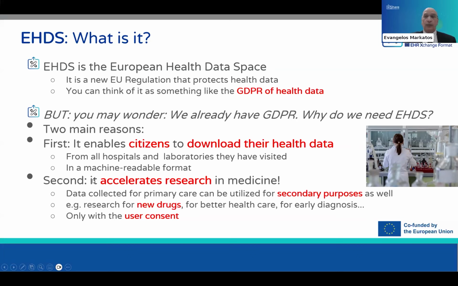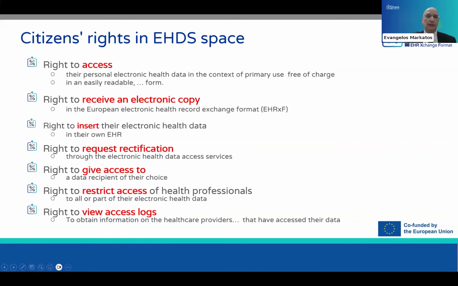And second, the European health data space accelerates research in medicine. That means that data collected for primary care, that is, when you go to the doctor, when you have a lab test, when you have a blood test, when you collect data about you, this data now can be utilized for secondary purposes as well, like research. Research for new drugs, for better health care, for early diagnosis, etc. So these are the two important dimensions. The European health data space enables citizens to download their health data and accelerates research in medicine.